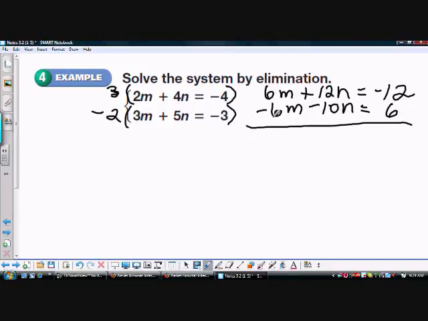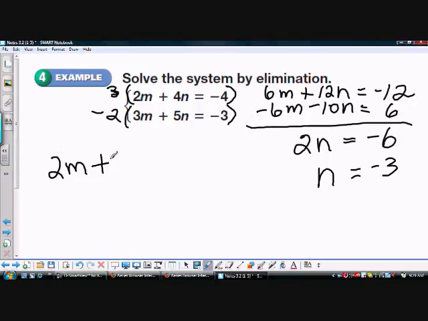All right, 6 minus 6, that cancels. 12 plus negative 10, that's 2n equals negative 12 plus 6, negative 6. Divide by 2, and n is negative 3. Substitute that back into any of these 4 equations. I go for the simplest ones. I'll go for the top one.